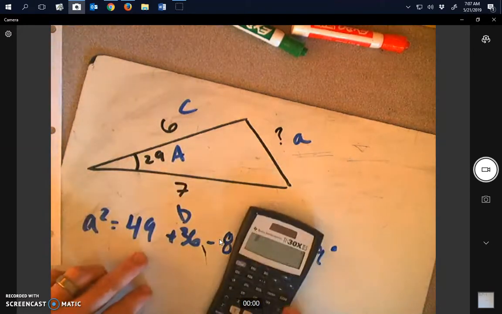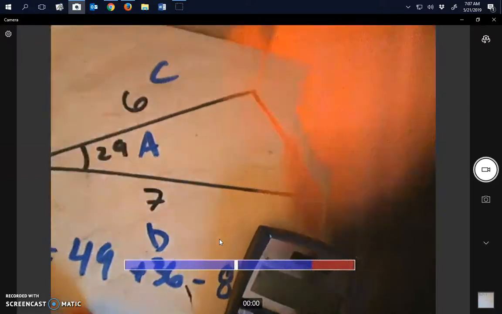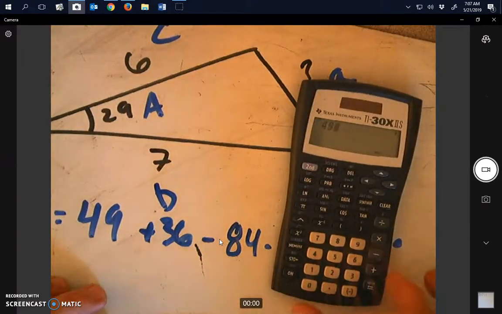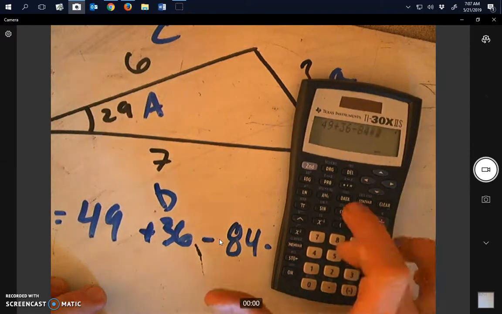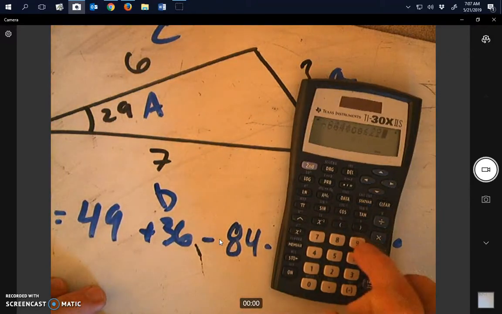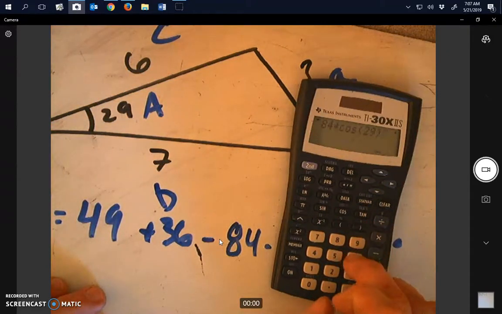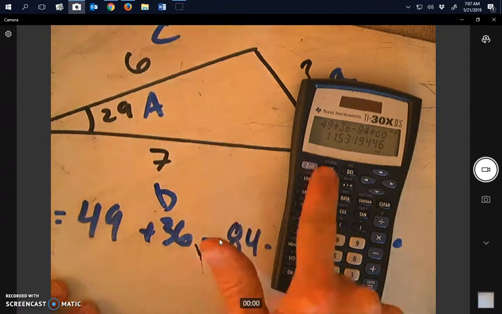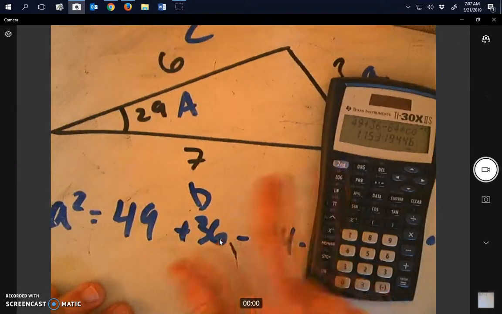Let's do 49. Zoom in a little bit here. So we're doing 49 plus 36 minus 84 times cosine of 29. And close that out. You don't have to, but so we get 11.53, and our a squared is 11.53, which means that we need to square root this number.